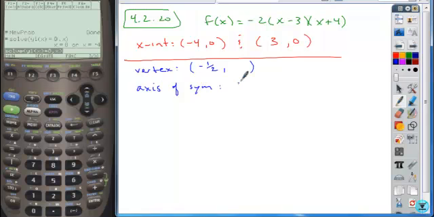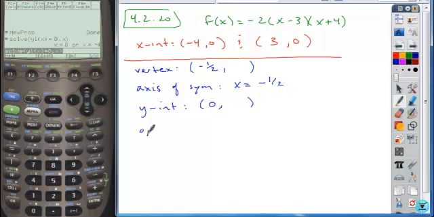So the axis of symmetry we can identify. It's x equals -1/2. It's the x-coordinate of your vertex and a vertical line through that. We can also, when we access our calculators, find the y-intercept. The y-intercept is the value of y when x is 0.